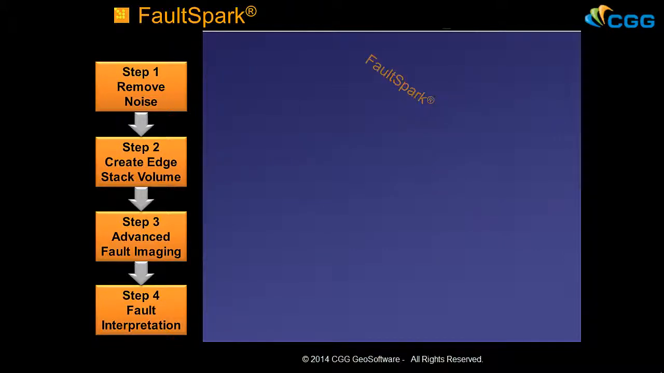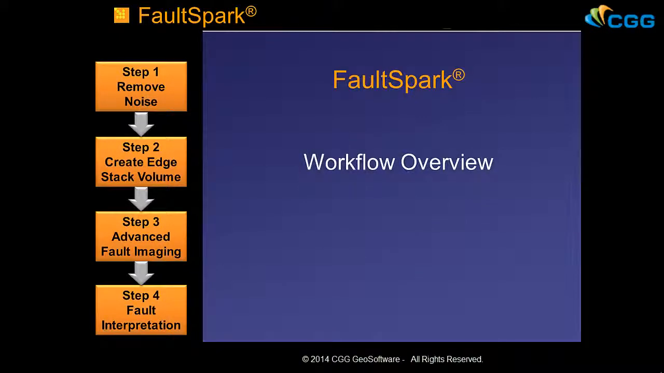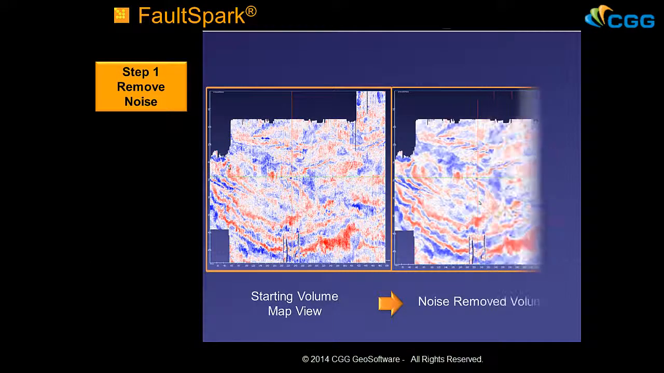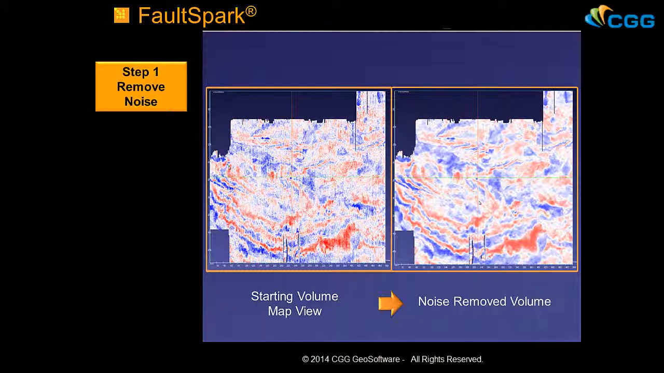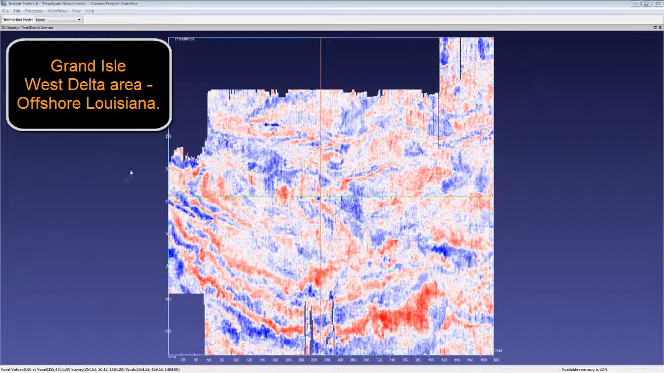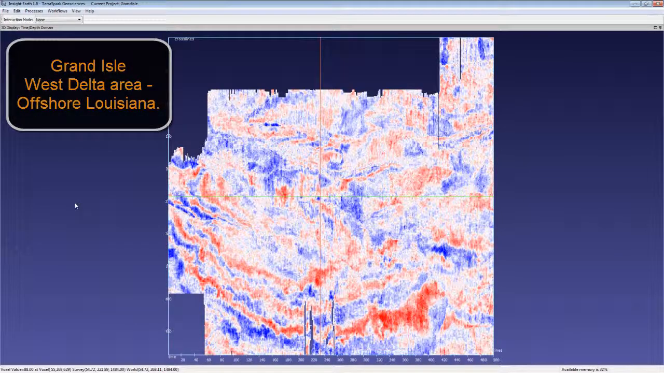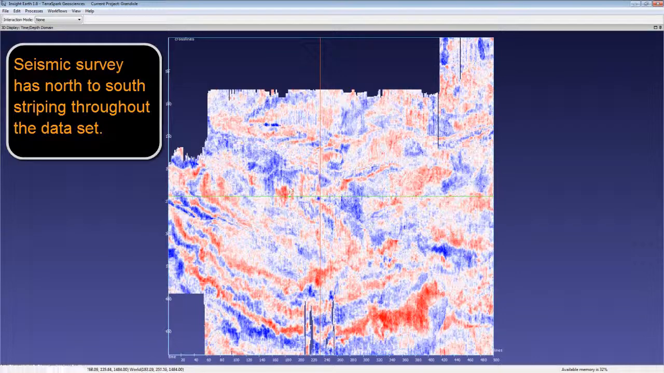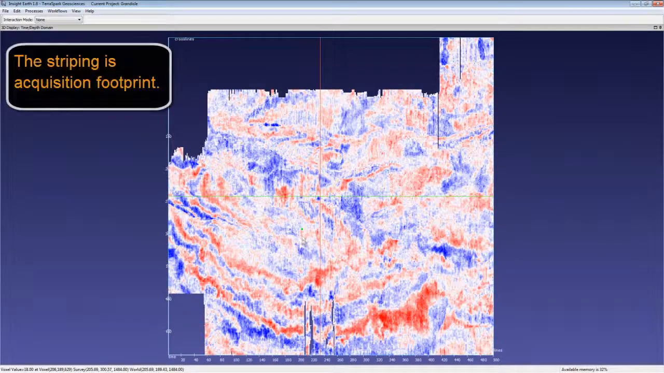We will now overview the FaultSpark workflow. Our starting volume, shown here, has significant noise. Our goal is to use FaultSpark to remove that noise. The example dataset we are viewing here is Grand Isle West Delta, offshore Louisiana in the Gulf of Mexico. The seismic survey has north to south striping throughout the dataset. This striping is acquisition footprint.